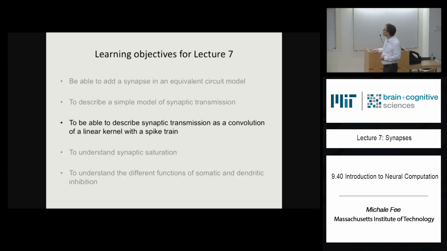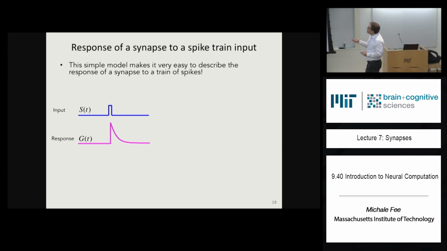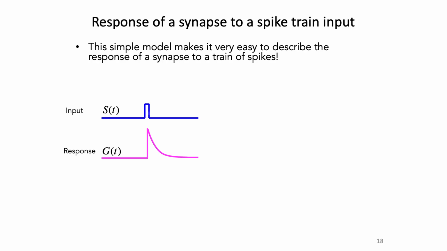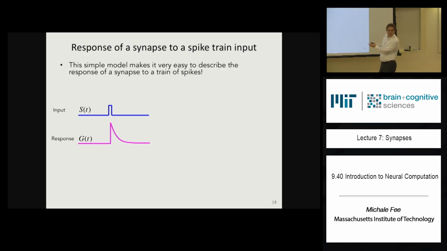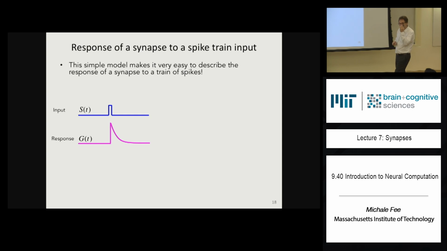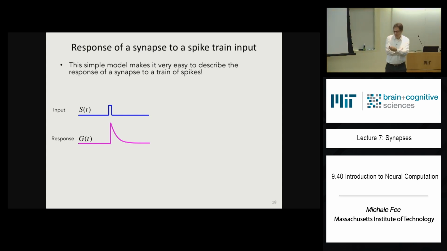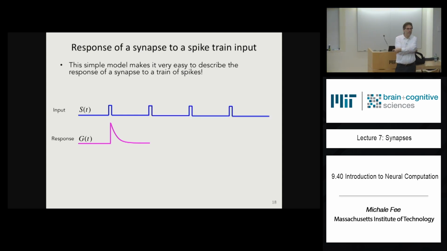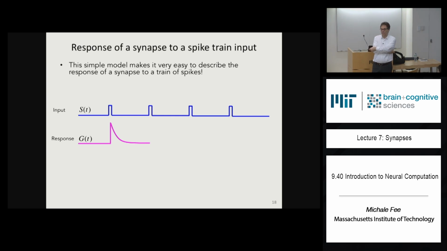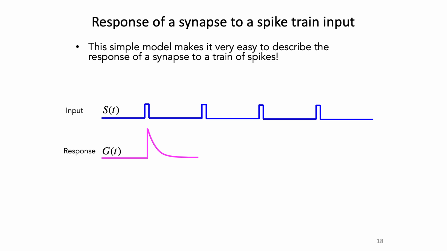All right, so there's our input spike. Our input neuron, our presynaptic neuron, generates a spike, and that produces a response, which is a conductance that looks like a pulse and an exponential decay. Now, what do you think would happen if we had a bunch of spikes like this? Good. It just does it each time.